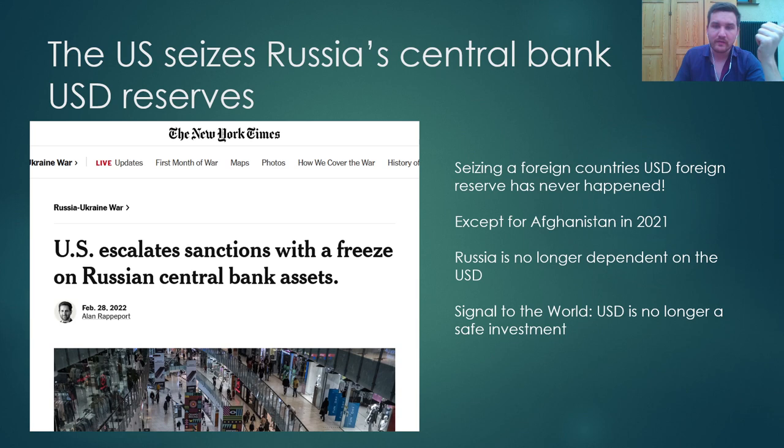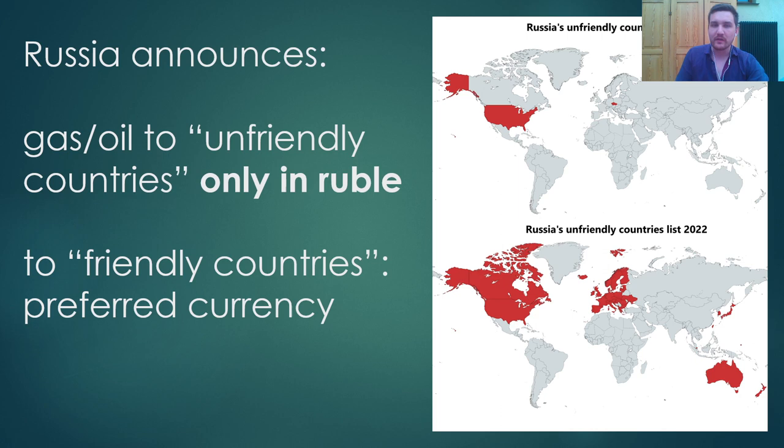And this basically signals to the rest of the world that your money is no longer safe in the United States, right? It was seized in Afghanistan, it was seized in Russia, and it might be seized in another country that is quote-unquote misbehaving. So now that Russia is no longer dependent on the US dollar, they immediately announce that they will sell gas and oil in the future to the so-called unfriendly countries. They will sell it only in rubles, right? And to friendly countries, they will sell it in any preferred currency.